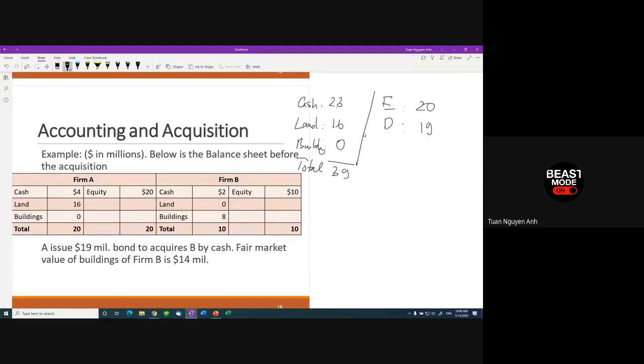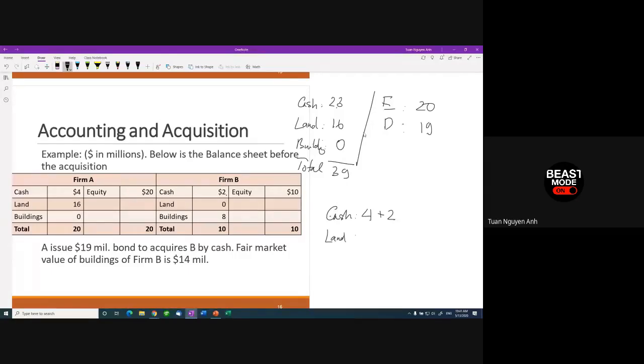When you buy something and record it in the balance sheet, you have to record the fair value of the assets. So the new firm, firm C, will have a balance sheet like this. Cash: because we use the 19 million, we have an outflow of 19 million, so we still come up at cash of 4. We buy all of firm B, plus 2 million. Okay, so we have cash of 6.